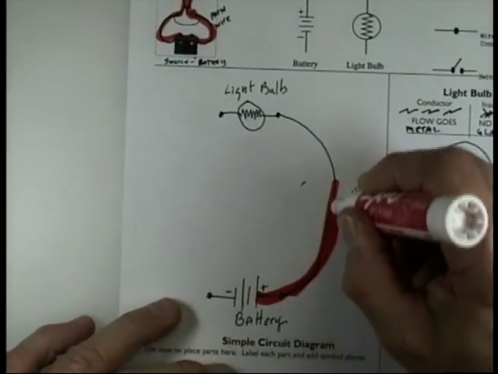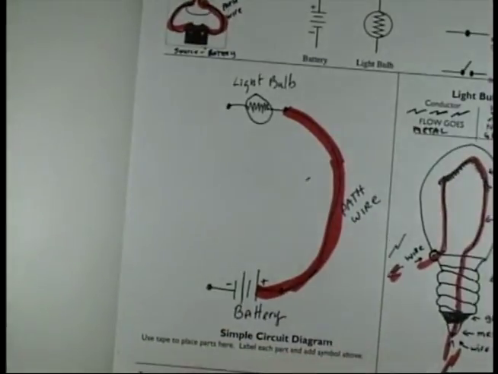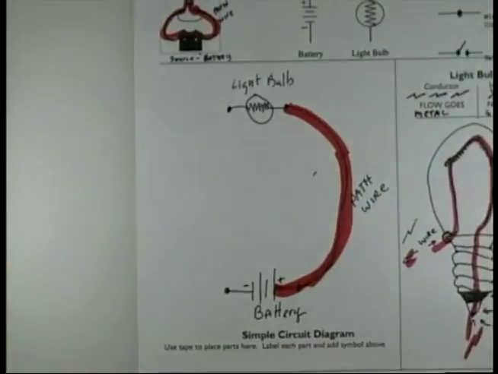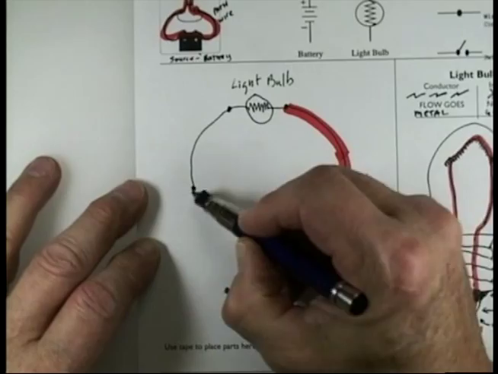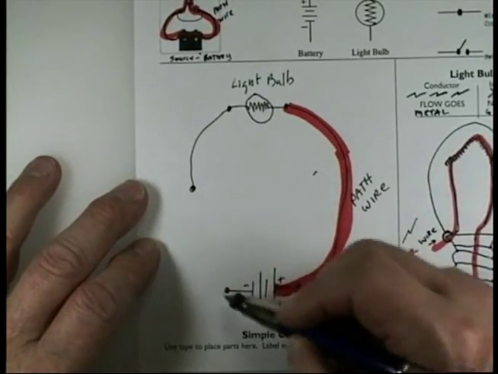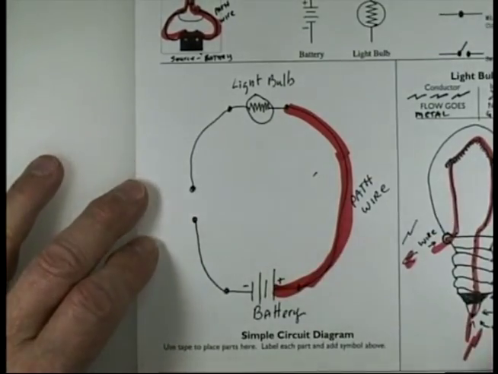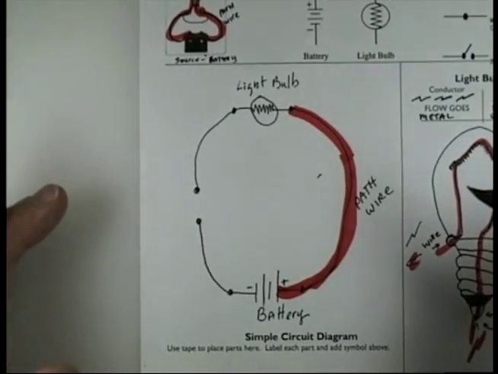I follow it around. I get to the light, but I can't get back to the battery. No light. We need another wire. Will this work? Go ahead and draw yours like that. Will the light come on?